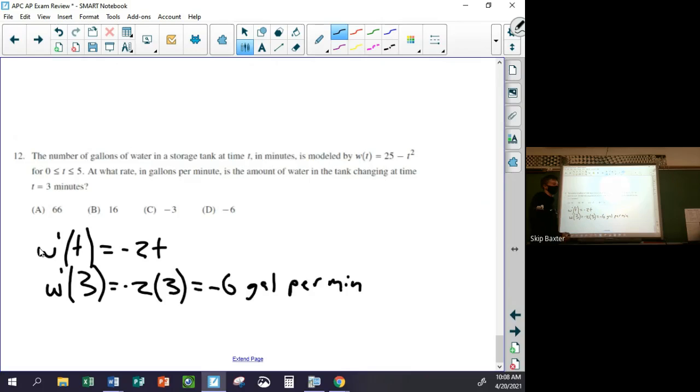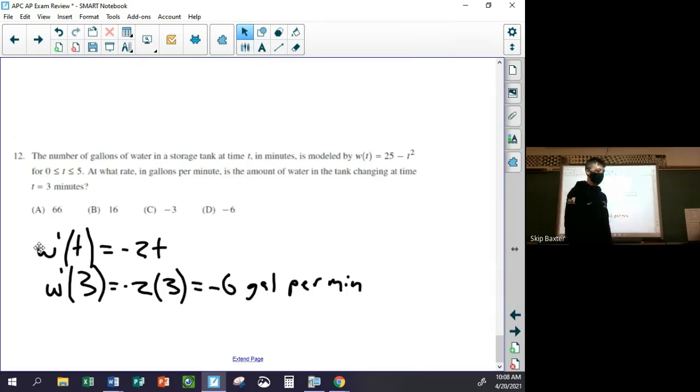So what if this is a little bit different question? What if they said that W of T is the rate at which the amount of water is changing, and they wanted to know how much water is there at time 3? Yeah, exactly. You take an initial amount, they have to give you an initial amount, plus the integral from 0 to 3 to get the amount of change, and that's it. Okay, so 12D is right. Any questions on that? Okay, good job. All right, that's all we have time for today.